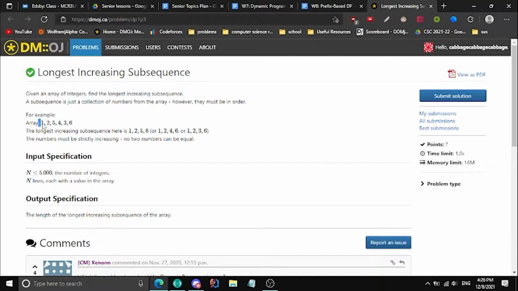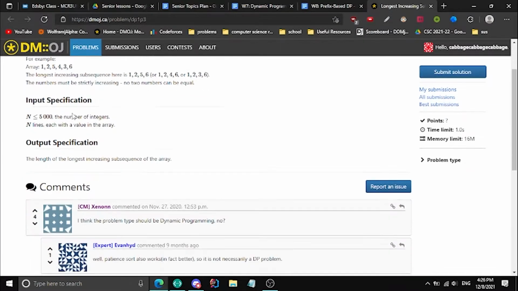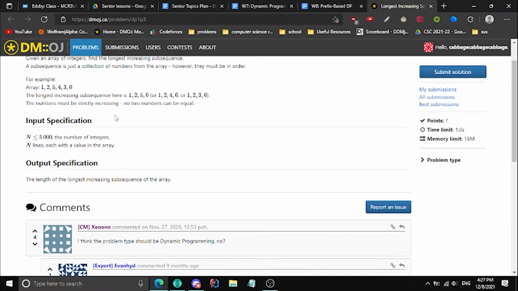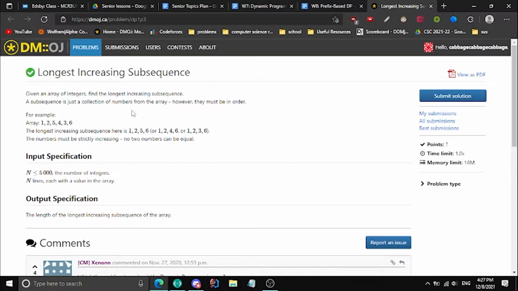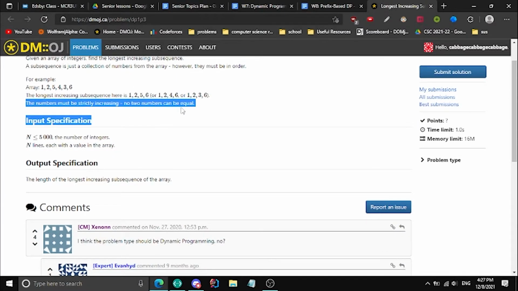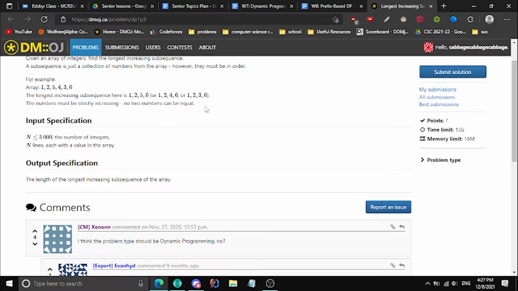And so if our array was 1, 2, 5, 4, 3, 6, the longest increasing subsequence is either 1, 2, 5, 6, or 1, 2, 4, 6, or 1, 2, 3, 6. And all of those would have length of 4, right? And so they're all valid longest increasing subsequences. And they said the numbers must be increasing, and so no two numbers can be equal.